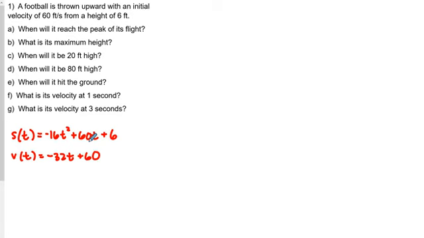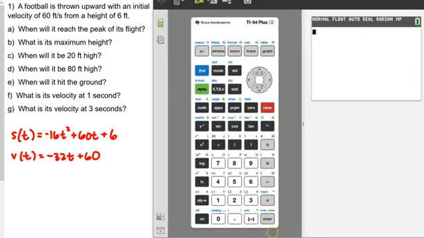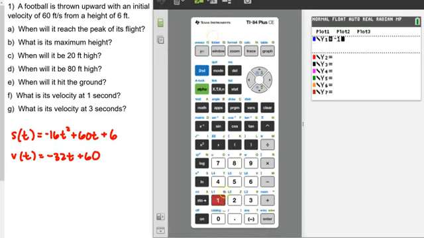So what we're going to do is graph the position equation. So we go to y equals, clear out anything that's there, and type in this equation, negative 16x squared plus 60x plus 6. Now, if we remember the values that we got when we did the problem yesterday, it can help us to establish our window dimensions.